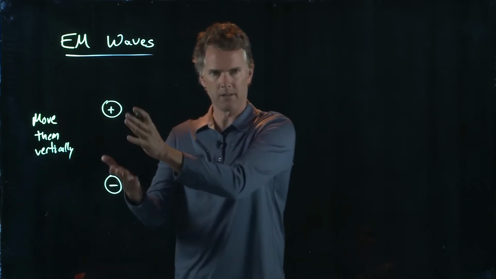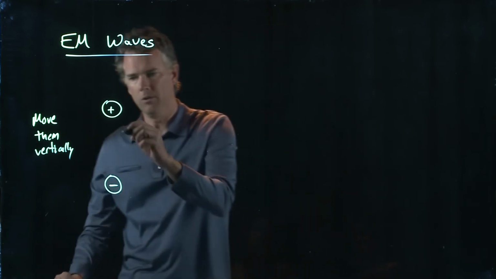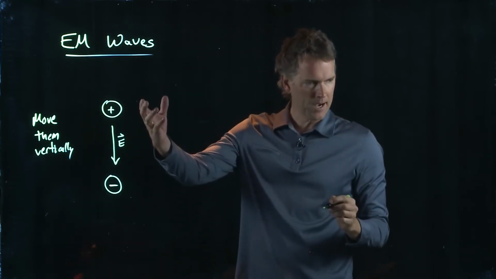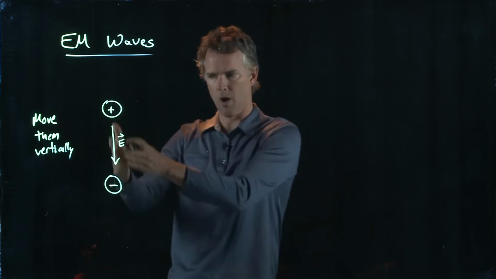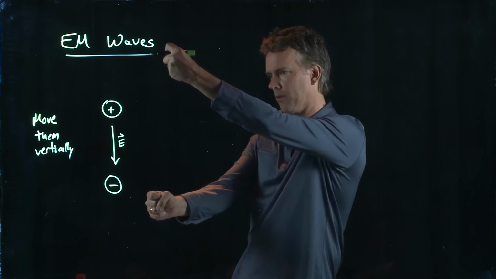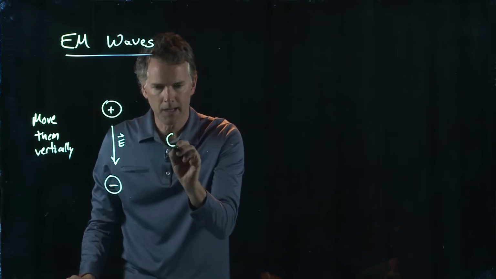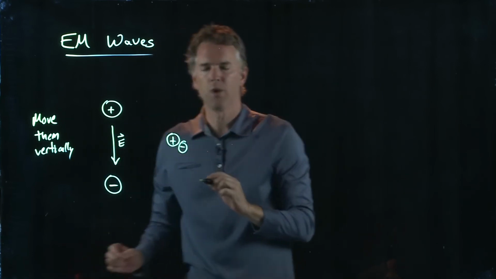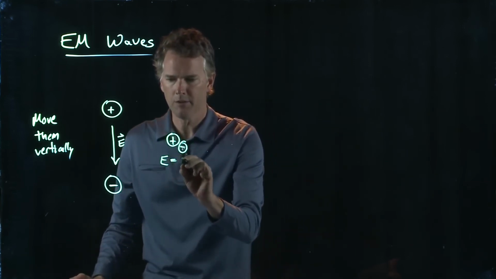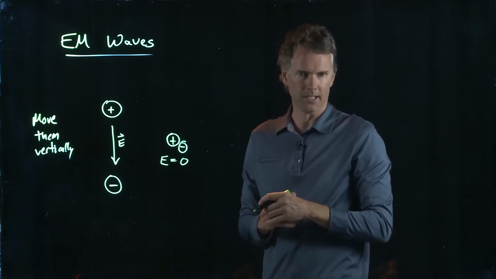Well, at one instant in time, they look like that. And if I think about the electric field in between these two, I know what the electric field looks like. It's pointing from the positive to the negative. Okay, I'm just going to draw one line for simplicity. But now let's move them vertically. So the plus is going to come down, the negative is going to come up. And so at some later time, they're nearly right on top of each other. And at that time, the E field is essentially zero. Okay, there's nowhere I can draw an E field very cleanly.